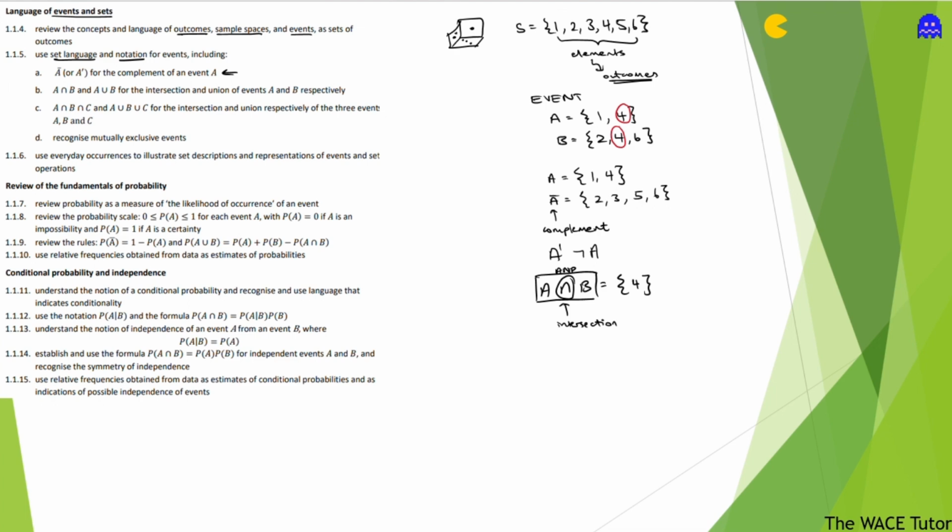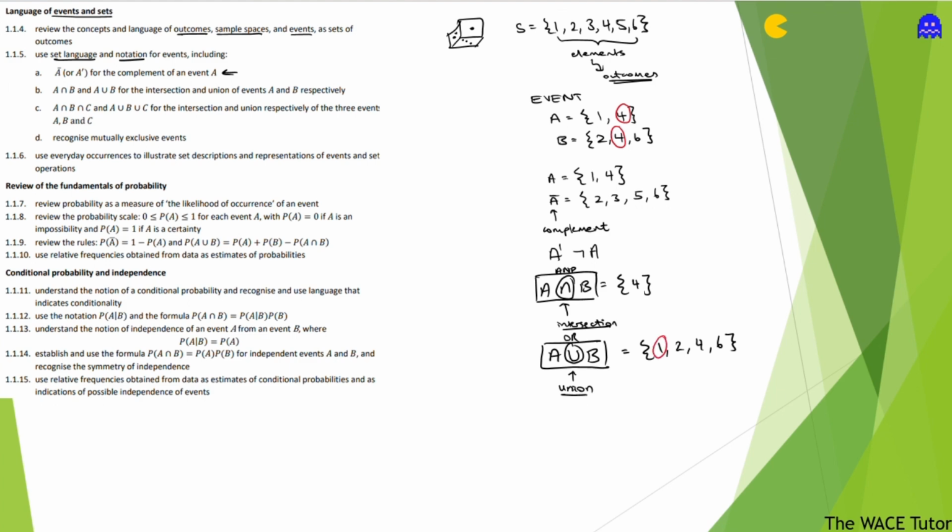Let's take a look at the union of A and B. When we talk about this symbol, we say OR, and this is referred to as the union of A and B. The union of A and B is equal to 1, 2, 4, 6. In this case, only one of A and B needs to be satisfied for the entire relation to be satisfied.